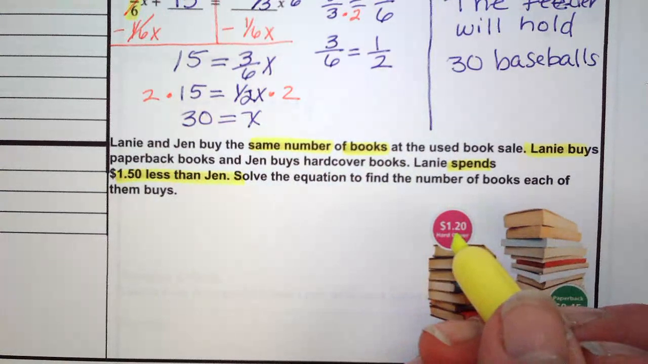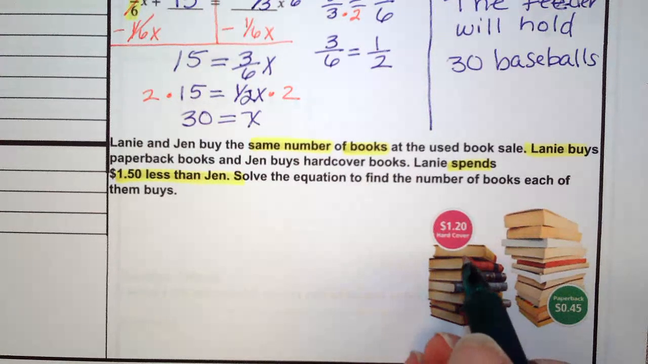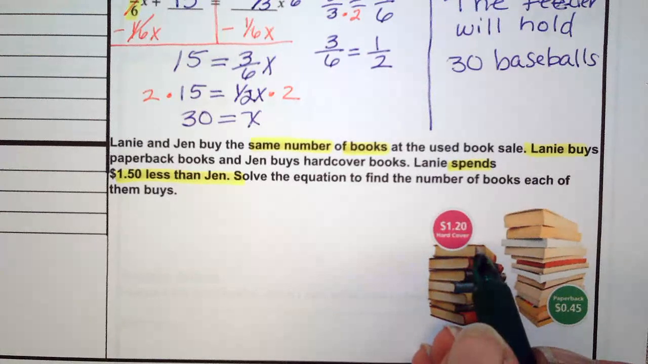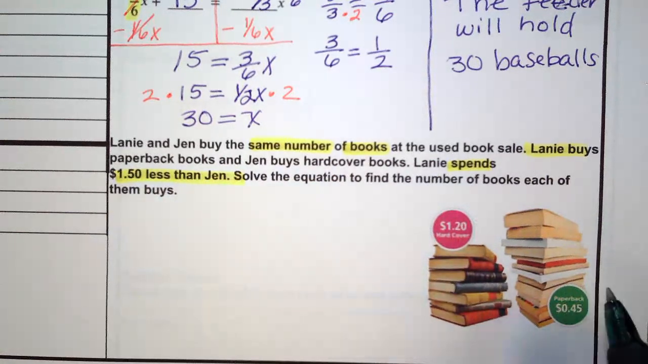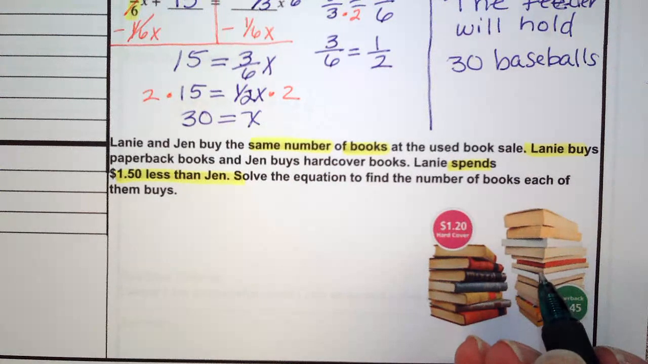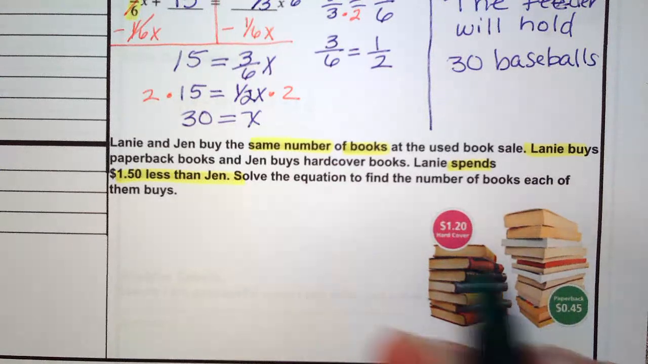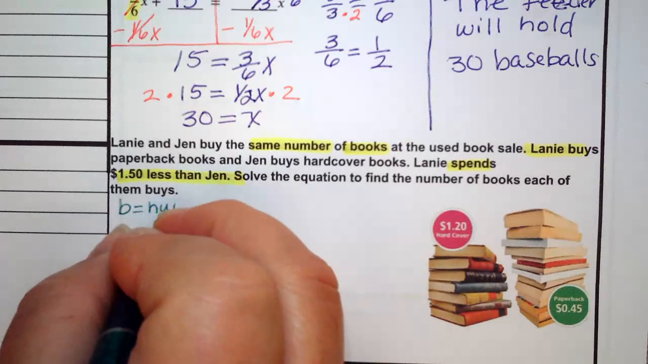So we know that they buy the same number of books. Now we have to look over here because this tells us the paperback books are 45 cents and the hardcovers are $1.20. But Lainey also spends $1.50 less. What is our variable? What variable do we want to use? B for the number of books.